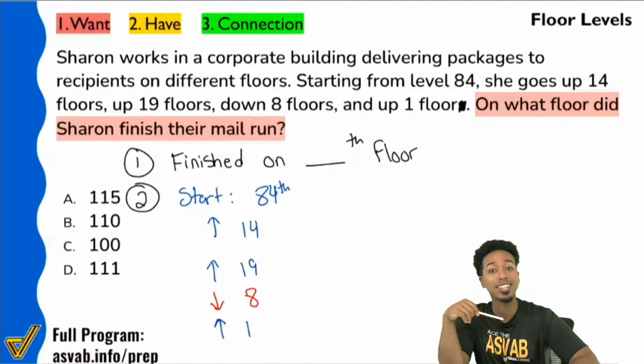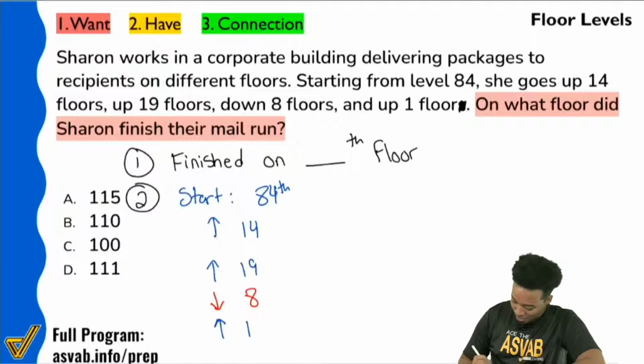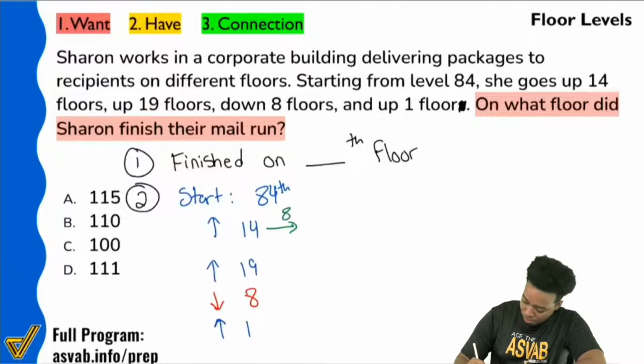Great. Sounds good. Let's go ahead and get it done here. I'm going to use green here. So everybody, starting from the 84th floor, if you go up 14, where do we end up?